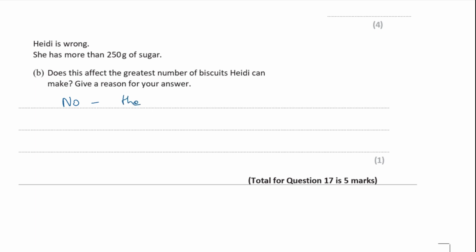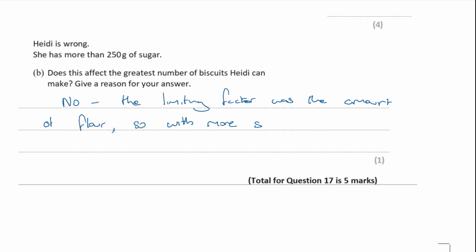The limiting factor was the amount of flour. So with more sugar, she still cannot make any more biscuits. Boo-hoo. Okay, yeah, so she's stuck. She can't make any more because it's the amount of flour that's holding her back.